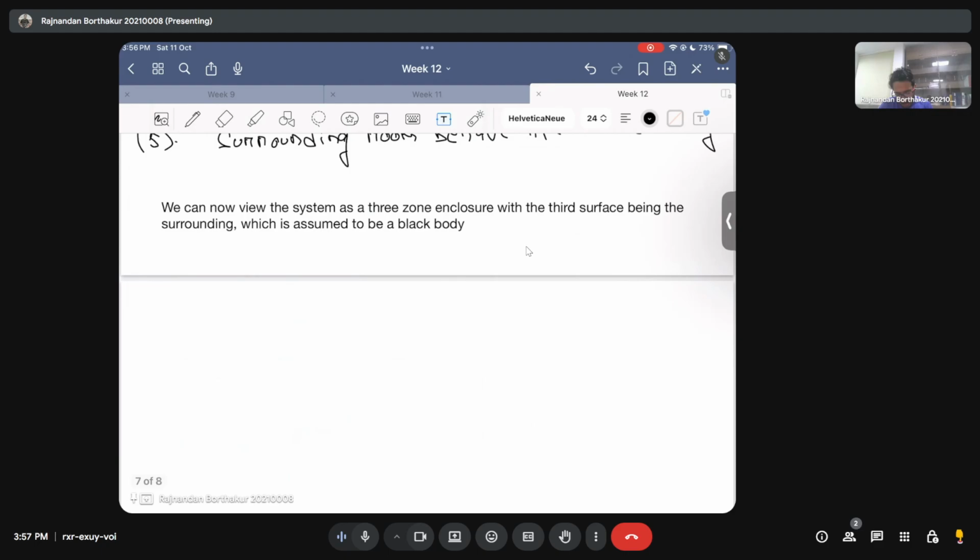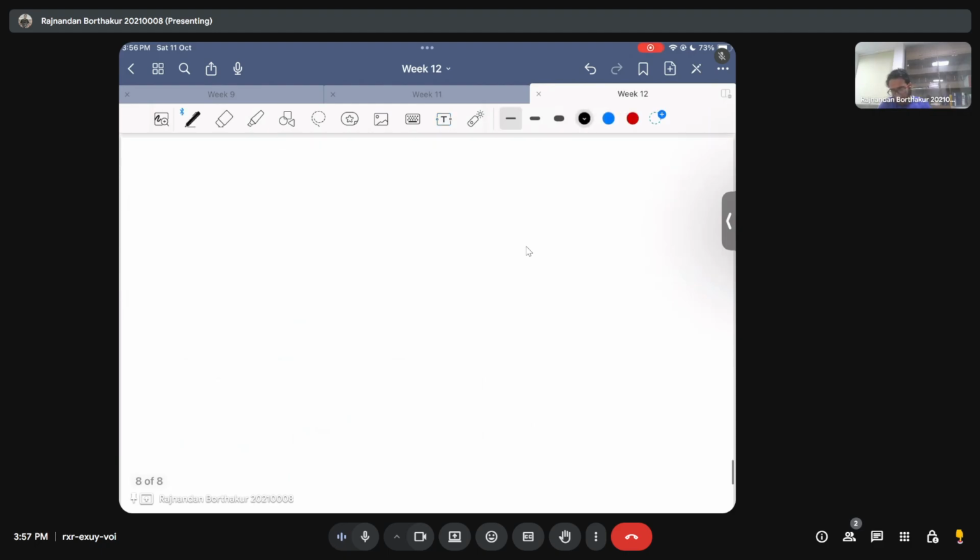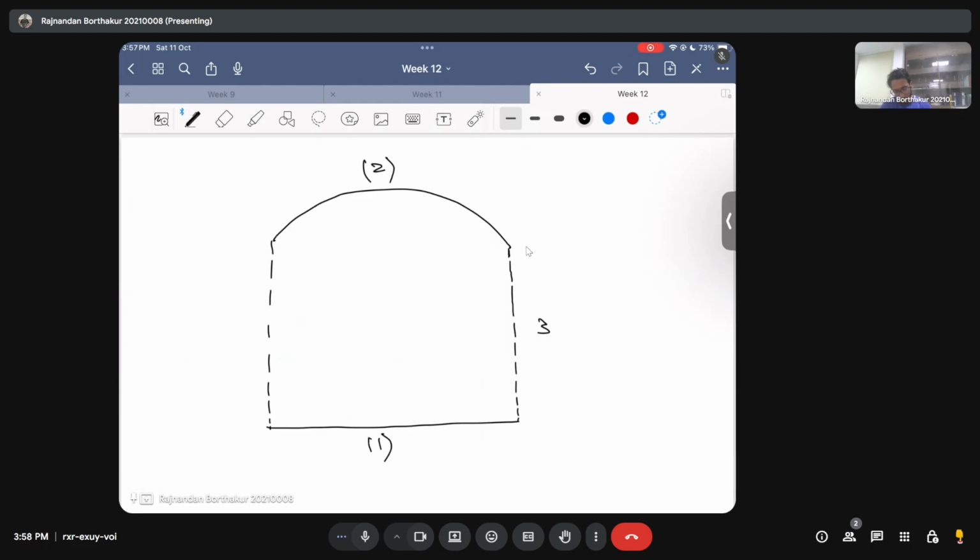Okay, which means that maybe if I can draw the schematic, I'll have the absorber, something like this. This is surface 2 of the absorber. I have my heater, which is kind of like this. And I have the surrounding that is enclosing the absorber and the heater. Maybe I'll call it 3 because the heater is denoted as 1.